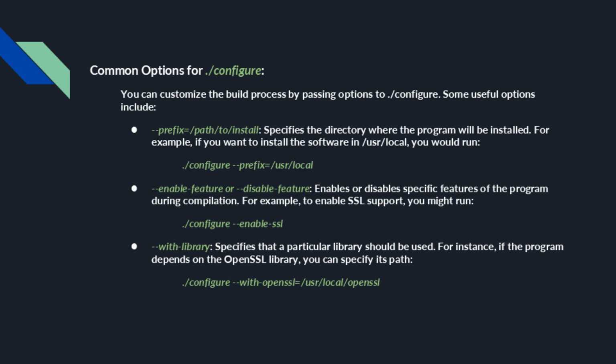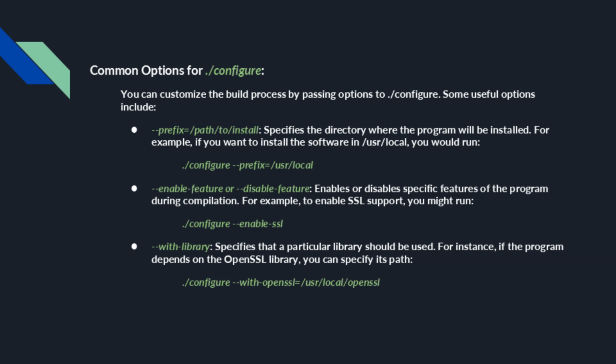Common options for ./configure. You can customize the build process by passing options to ./configure. Some useful options include --prefix=/path/to/install, which specifies the directory where the program will be installed. For example, if you want to install the software in /usr/local, you would run ./configure --prefix=/usr/local. --enable-feature or --disable-feature enables or disables specific features of the program during compilation. For example, to enable SSL support, you might run ./configure --enable-ssl.